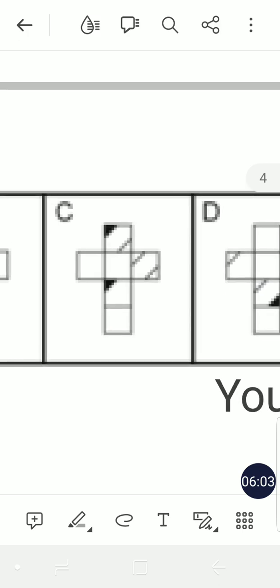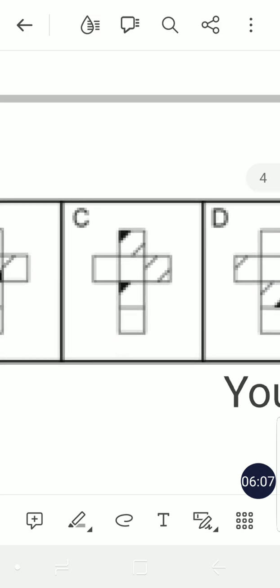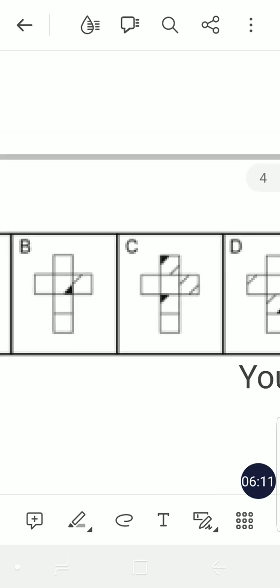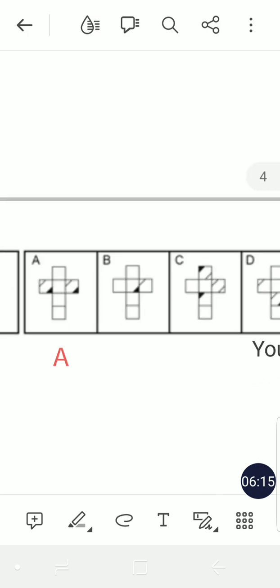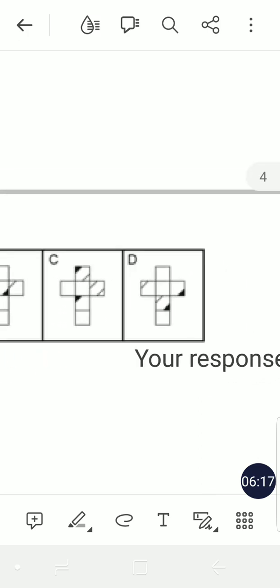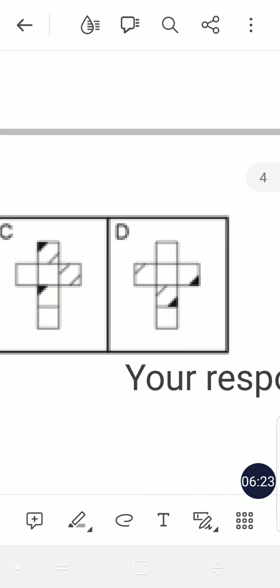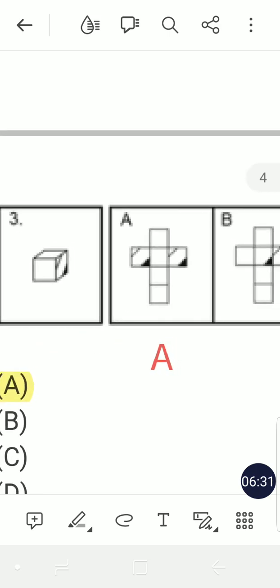Sorry about that. Okay, so choice C, it's just not correct because of the placement of the shaded triangle and the non-shaded triangle, and so is D. So they're all eliminated. The only valid choice is A.